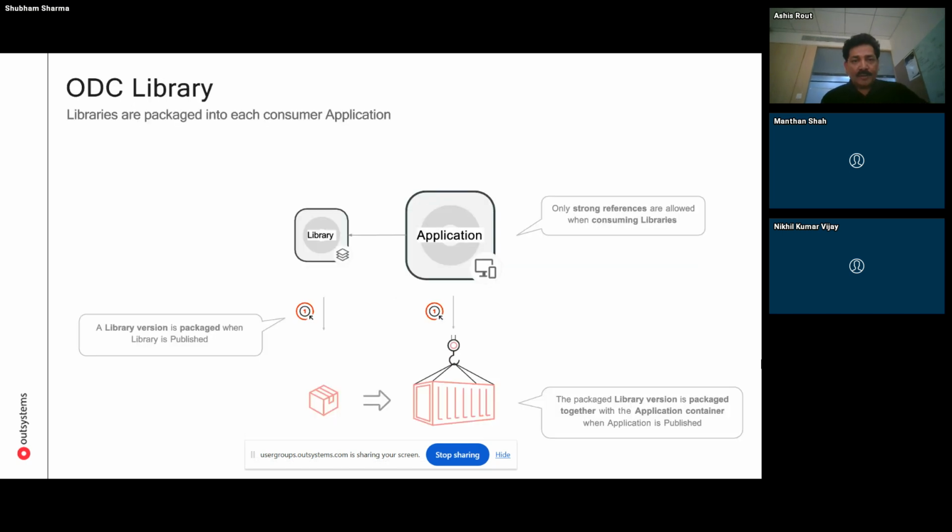So, what is the relationship between application and the libraries? If you even go to ODC, you can see these are the consumer and producer relationships. These applications can refer to the libraries, and they go together with the application inside the container. That is the biggest advantage, I would say, over here.